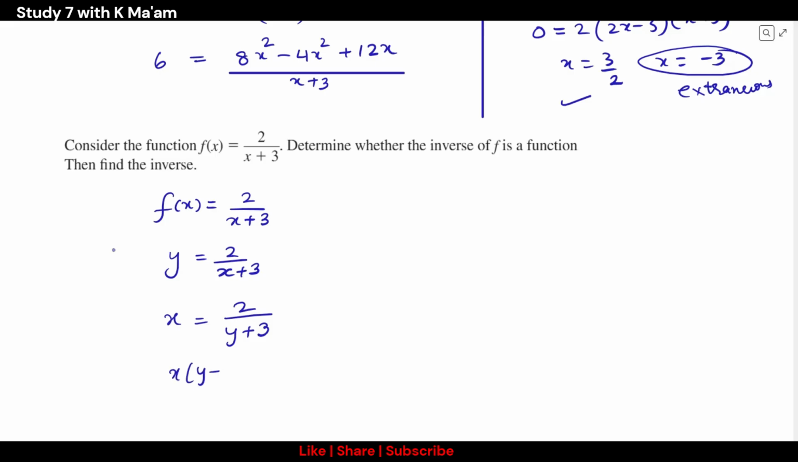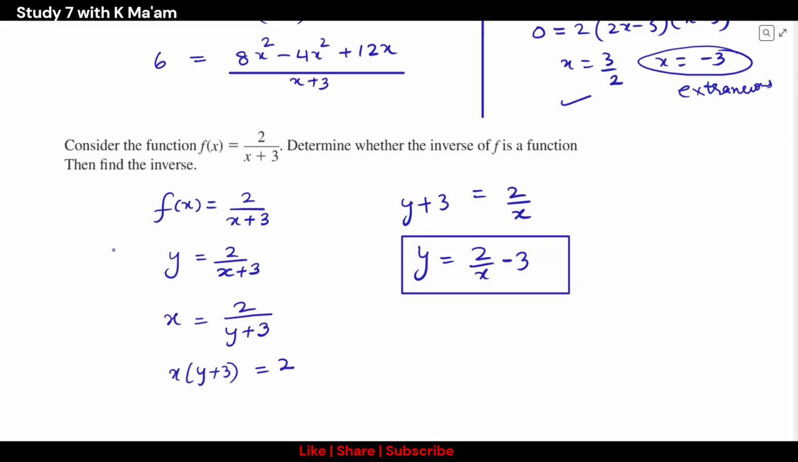x times y plus 3 equals 2. y plus 3 equals 2 over x. y equals 2 by x minus 3. This is the inverse of the given function.